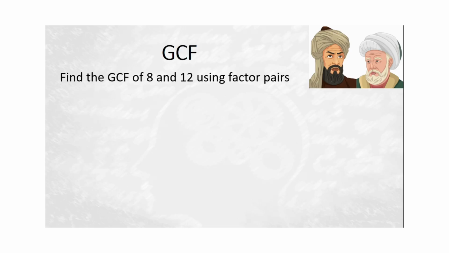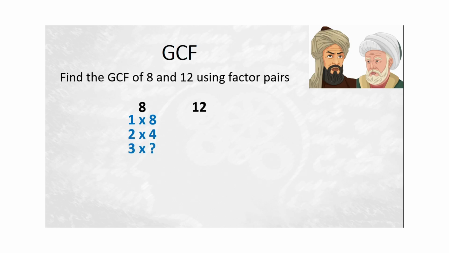GCF, or greatest common factor. Find the greatest common factor of 8 and 12 using factor pairs. So 8 and 12, and a factor pair is two numbers that multiply together to give you this number. So 8 can be made by 1 times 8. It can be made by 2 times 4.